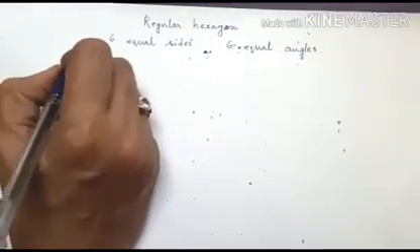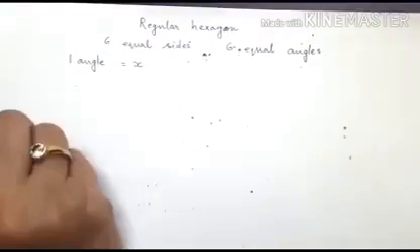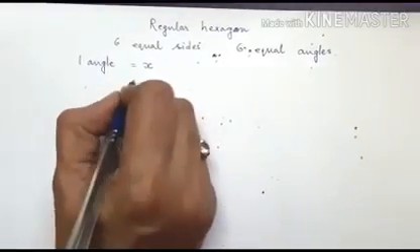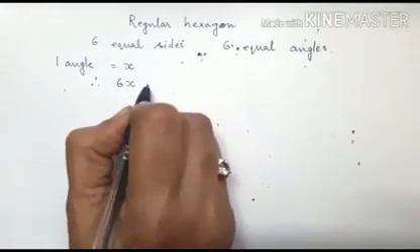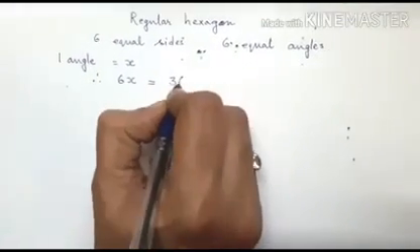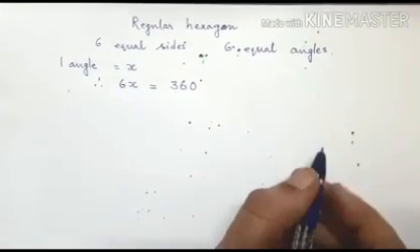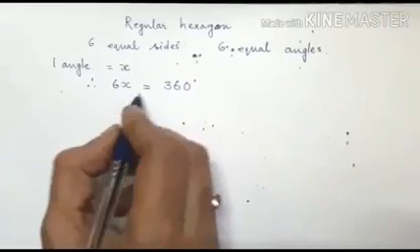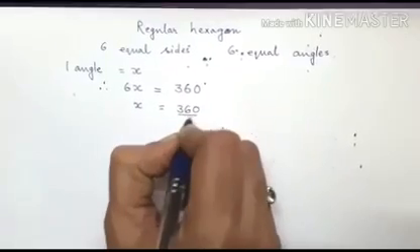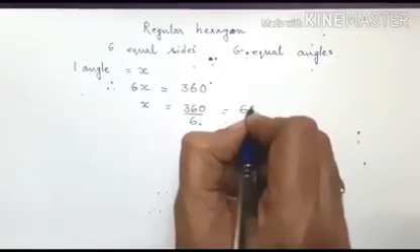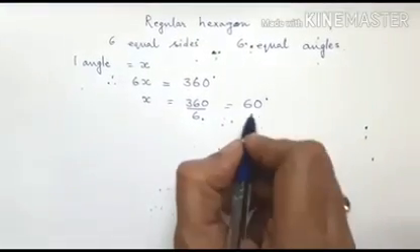Suppose the measure of one exterior angle is equal to x. There are 6 angles, therefore we can call it 6x. And the measure of all of these together is 360 degrees, because the measure of all exterior angles of any polygon is always 360 degrees. Now you know how to find the value of x. 360 divided by 6 gives us 60 degrees. So the measure of an exterior angle of a hexagon is 60 degrees.